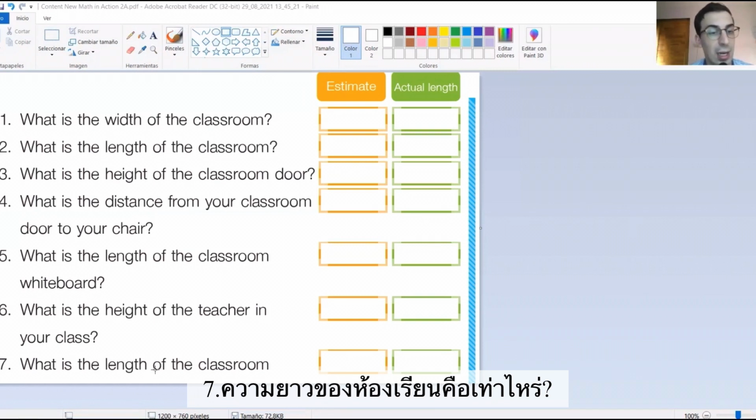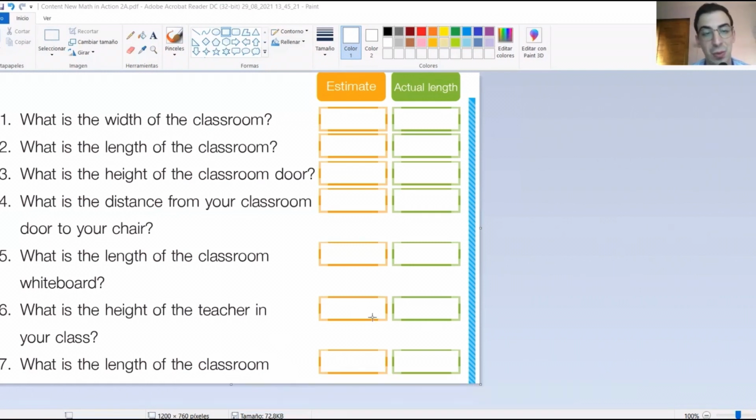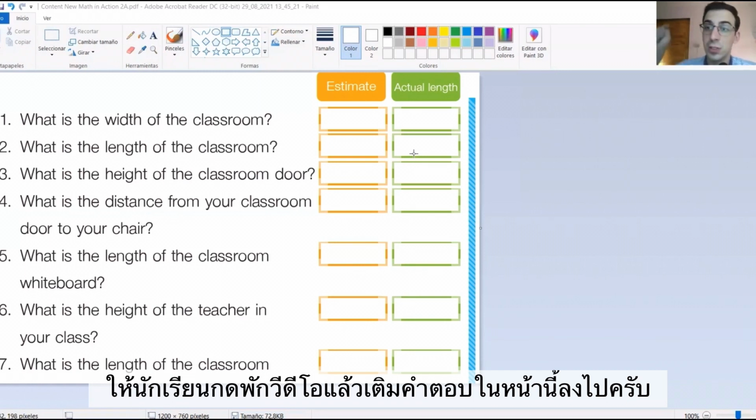And what is the length of the classroom? This is actually the same question as this one. Number 2 and number 7 are the same, okay? So don't worry about number 7 because we have it already in number 2. So now I want you to stop this video, pause this video now and fill all the orange column, okay? Then come back to this video. Pause.